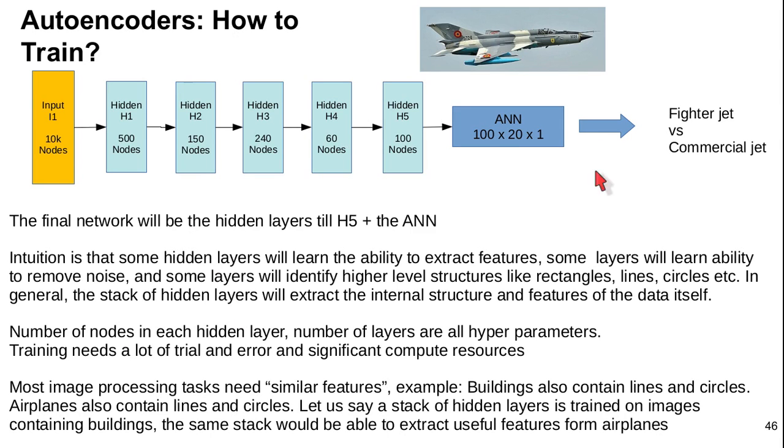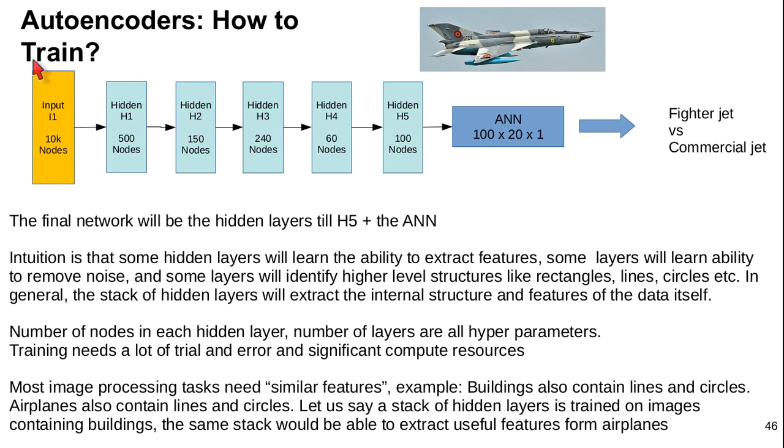The final architecture of our classifier would be built like this. The input layer would be I1 taken from the autoencoder A1. The hidden layer H1 would be taken from autoencoder A1. This would be connected to hidden layer H2 taken from autoencoder A2, and so on. The hidden layer H5 output would be fed to the neural network that we trained in the previous slide.